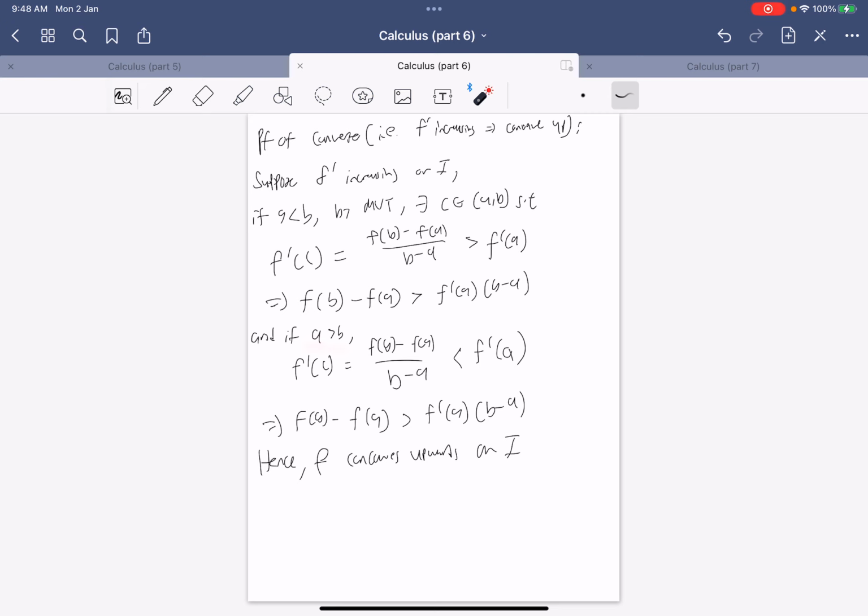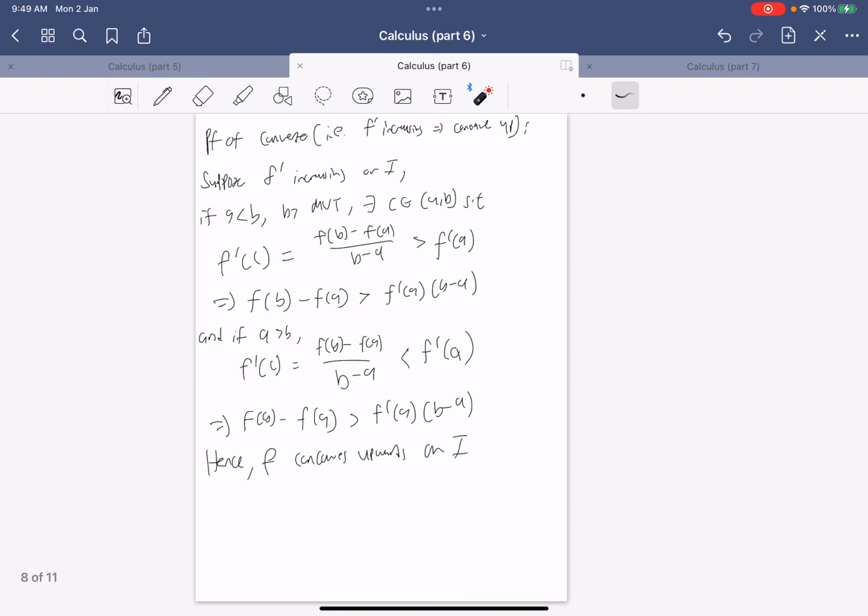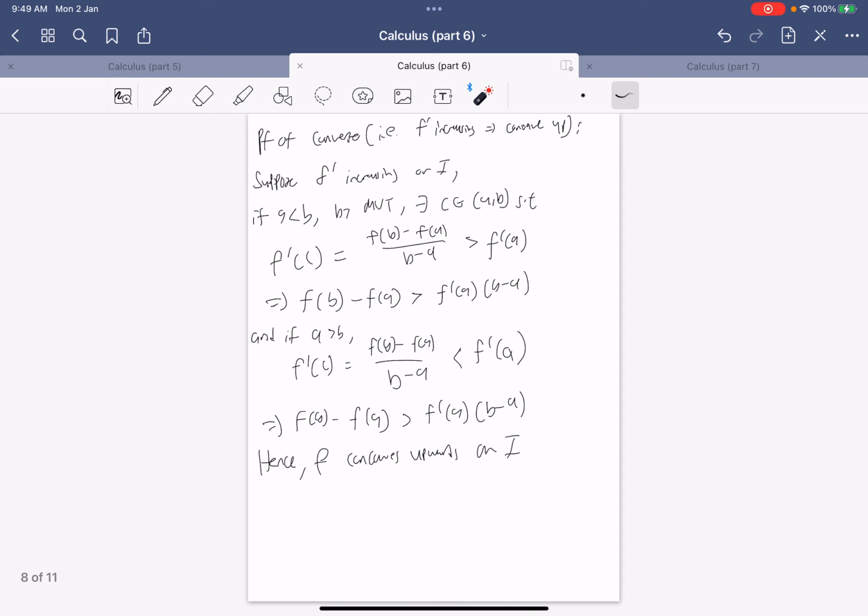And if a is larger than b, f'(c) will then be less than f'(a). And the following still holds, that f(b) minus f(a) will be greater than f'(a) times (b minus a). And so, in either case, f will concave upwards on the interval. A similar proof works for when f' is decreasing, where it concaves downwards.